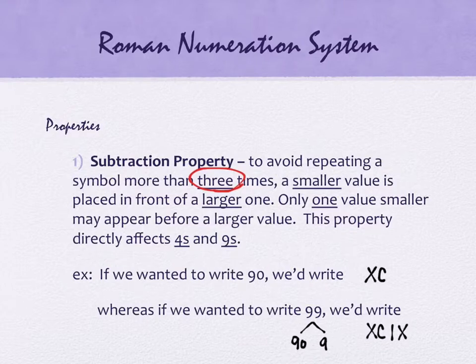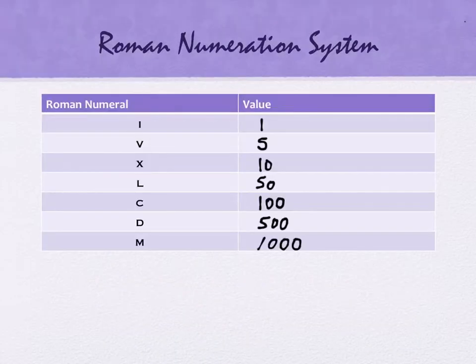And what we all really love to do is what? We would love to do IC. I cannot. Because I didn't make the rules and neither did you. The Romans did. Right? If we're working within their system, we have to work within their system the way they did. And they didn't do it like that. So this is what it means up here when I said only one value smaller may appear before a larger value.